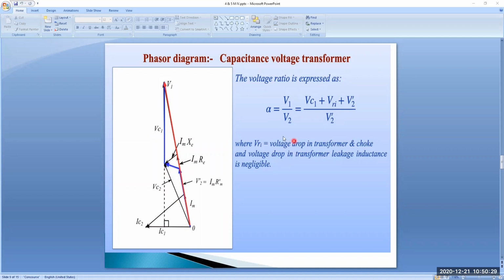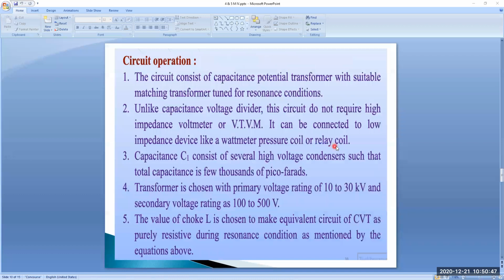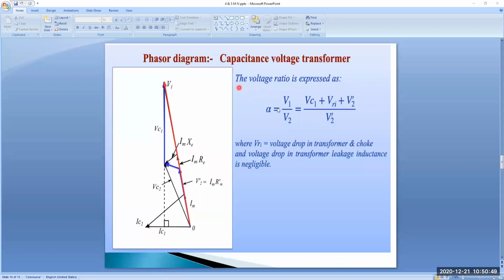This is the phasor diagram. By using the phasor diagram, we have to understand the concept of the capacitance voltage transformer. It is a simple concept: V1 is the addition of VC1 plus VC2, and VC2 is equal to V2 dash plus VRI. Try to construct the phasor diagram, all of you. Circuit operation next.